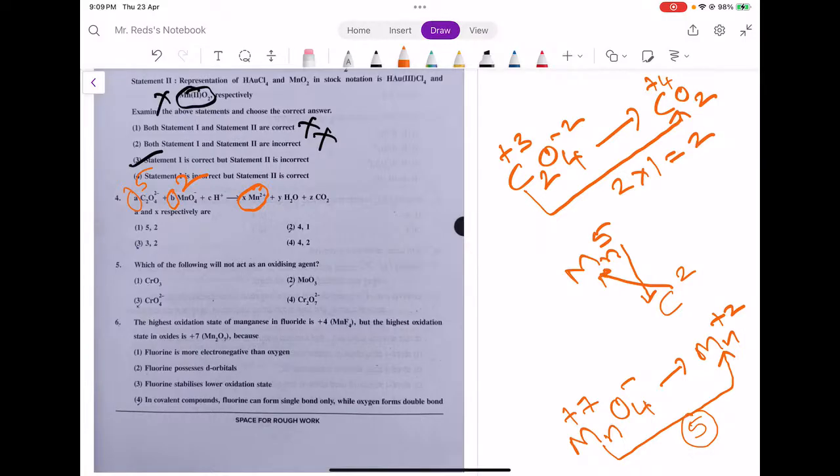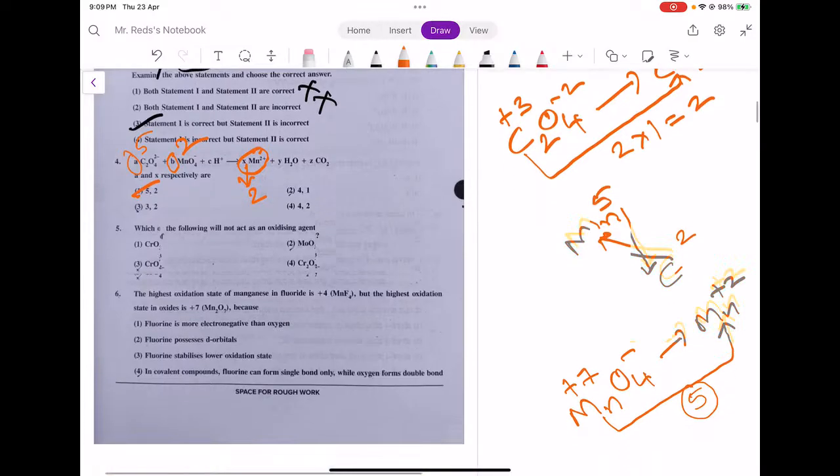In which option is A 5? Only in option 1 is A 5. And what is X here? Here I am taking 2 moles of MnO4 minus, so we should get 2 moles of Mn plus 2 ions. So A is 5, X is 2: 5 comma 2. 5 moles of oxalate ion and 2 moles of Mn plus 2 ions.